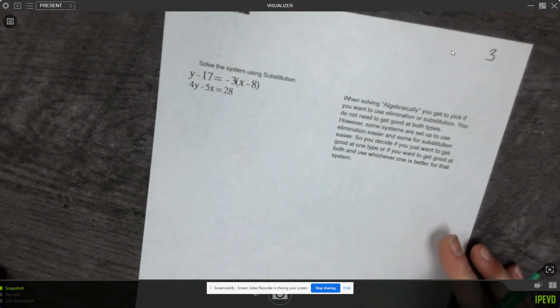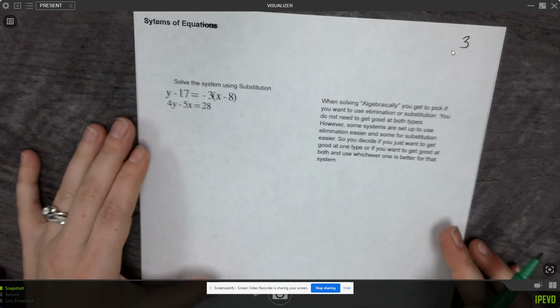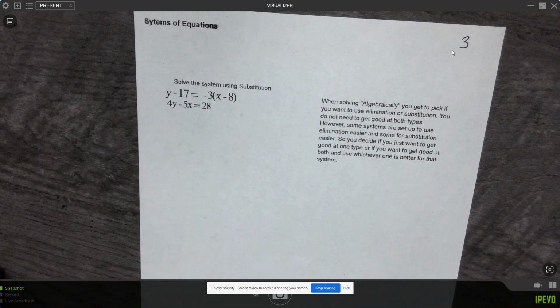And the next example here, let it try to focus. There it goes. Once again, you need to solve one of your equations for one of your variables. It does not matter which equation, does not matter which variable. Whichever one you want.